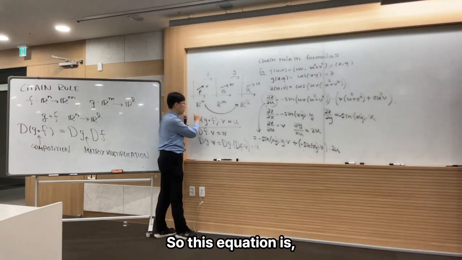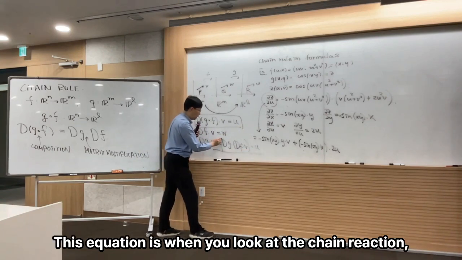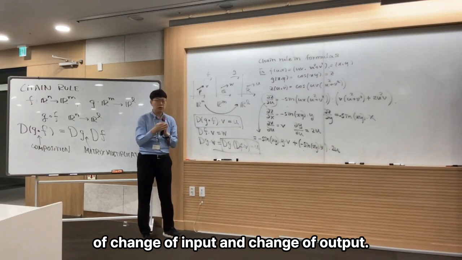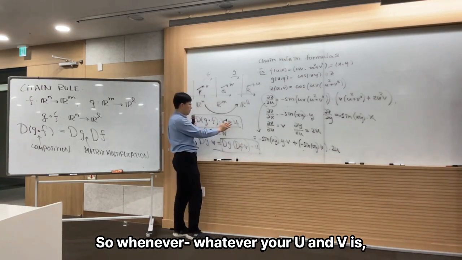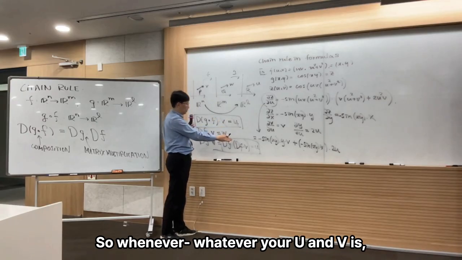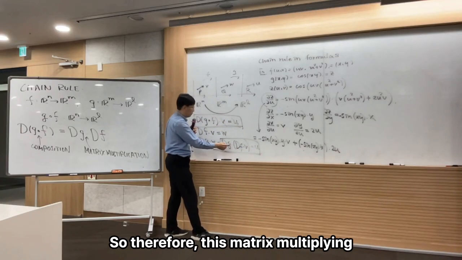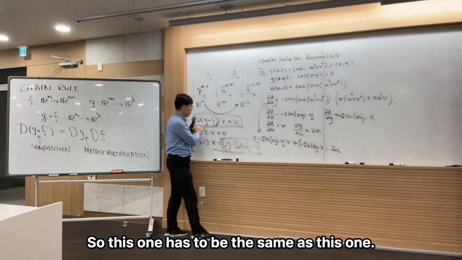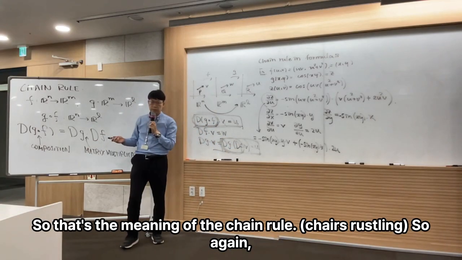So this equation is when you look at the direct relationship. This equation is when you look at the chain reaction. So v and u are just symbolic notation of change of input and change of output. You can delete them every time, right? So whatever your u and v are, it has to be the same, even when you look at it this way or that way. So therefore, this matrix multiplying on the left side of the vector must be the same thing. So this one has to be the same as this one. So that's the meaning of the chain rule.